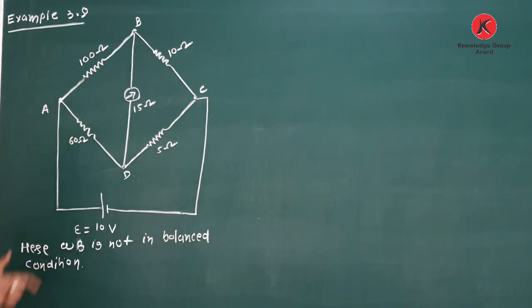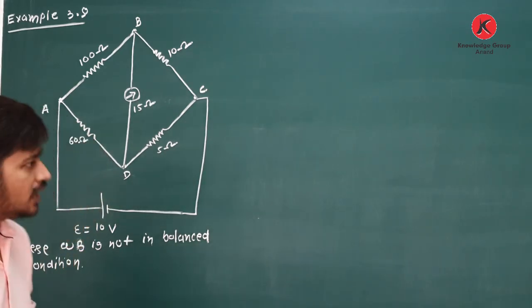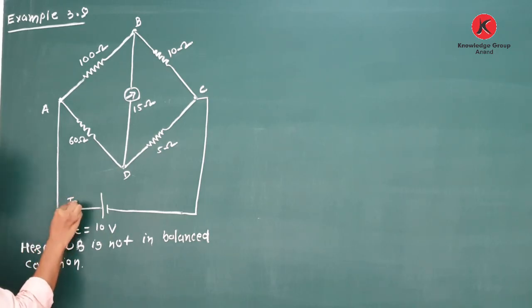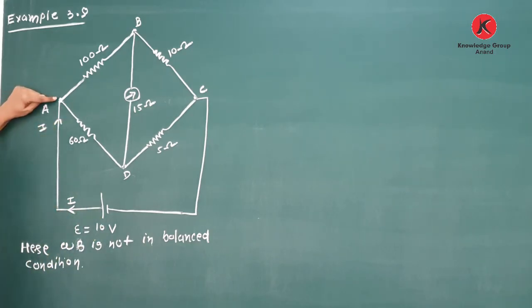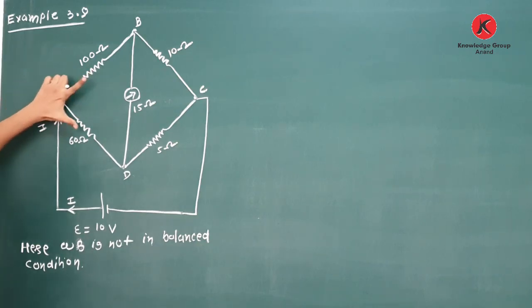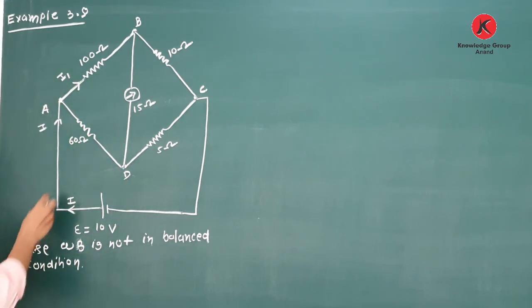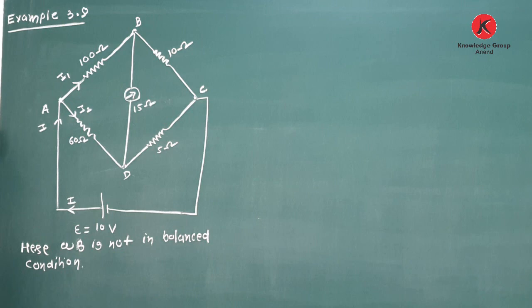And how to find current? To apply Kirchhoff's law, again we have to assume current distribution. You are given one cell of EMF 10 volt. I am assuming current flowing from the positive terminal of the cell is I. At junction A, current I enters. And then see, it divides into branches. So here I am assuming in this branch current flowing is I1, and in this branch current flowing is I2.